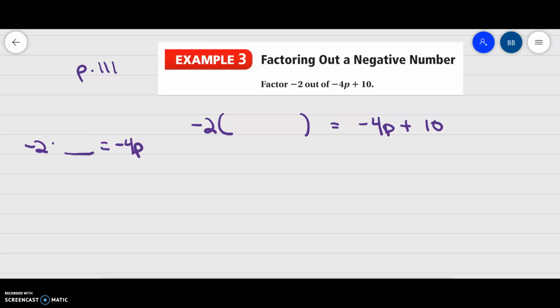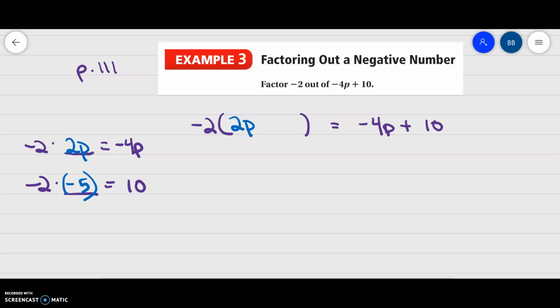So I'm looking at my first term here of negative 4p. Well, I look at this and I think negative 2 times 2p would give us a negative 4p. So I would write that 2p as my first term in parentheses. Now I'm going to think, what is negative 2 times something that would give me 10? Well, I know it has to be a negative number because a negative times a negative equals a positive, and we're going for a positive here. So that would be negative 5.